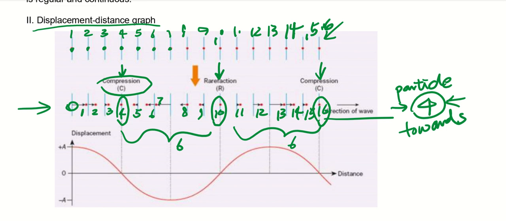It is where the other particles, 1, 2, 3 from left to right, and 5, 6, 7 from right to left, are moving towards particle 4. So it is a center of compression.